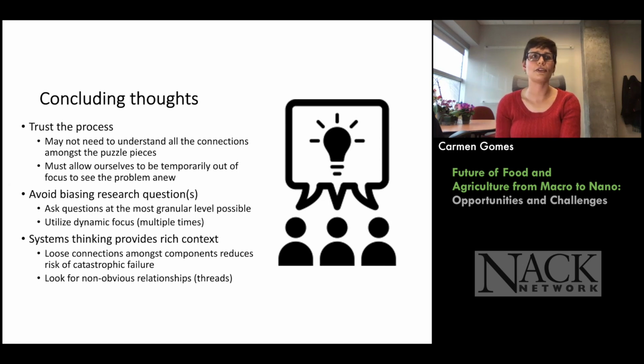Utilize dynamic focusing in and out of focus. System thinking provides rich context. So loose connections amongst complex components reduce risks of catastrophic failure. Look for non-obvious relationships as well.